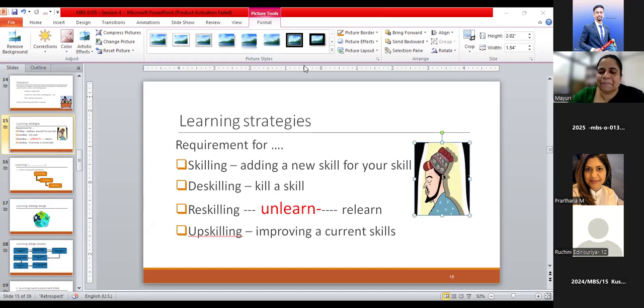Now think about this apparel company. What is the purpose of de-skilling? I'm telling you it should be avoided. It's negative, right? It's not done purposely. It happens.